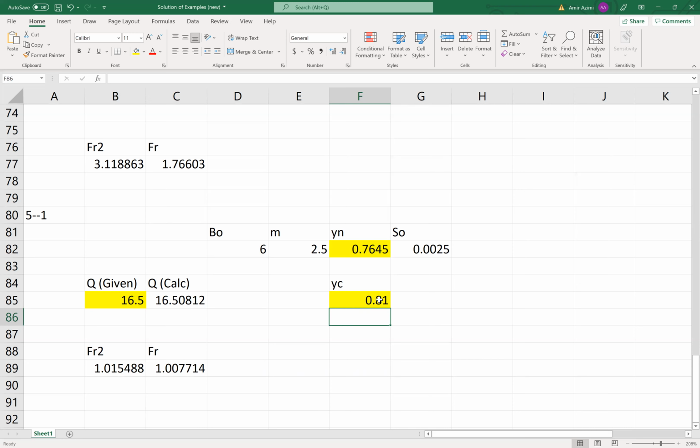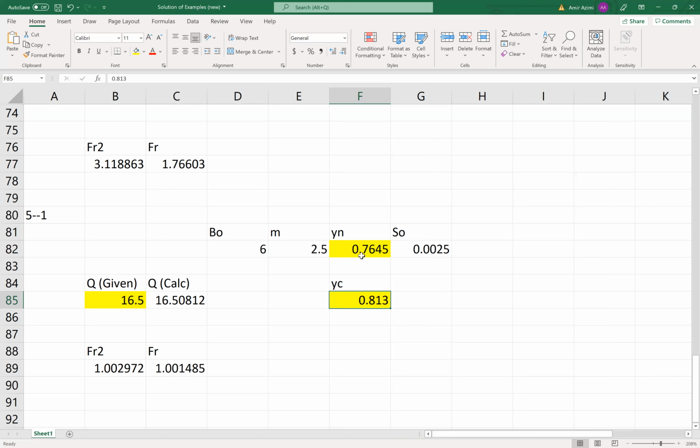close to 1. So maybe 0.812, 0.815, 0.813. Yes, this is close enough. So I got Yc equal to 0.83 and Yn 0.76. Here you'll see that Yn is smaller than the critical depth. So it means that the flow is supercritical and the channel is steep.